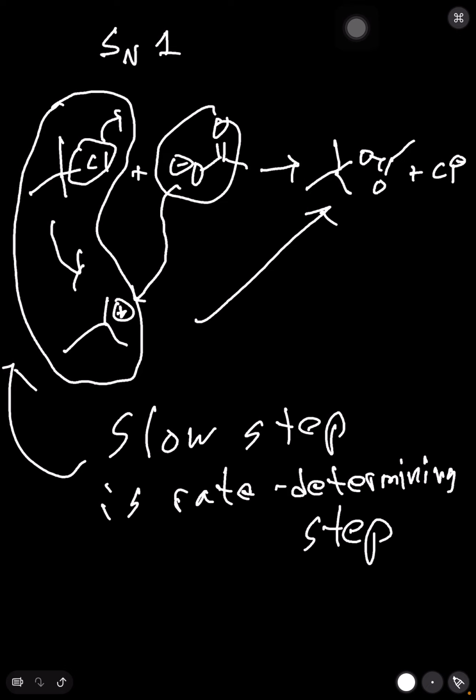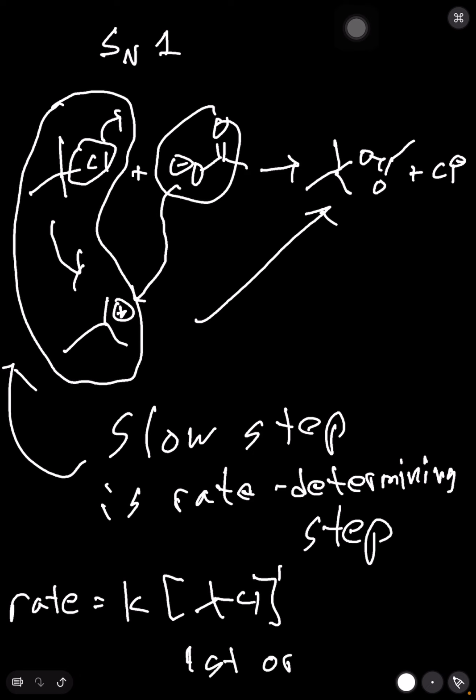So if we're writing the rate equation for this, it's rate equals k. And you know the alkyl halide is present in that rate determining step. It's the only reactant that's there in that step. The acetate is a reactant, but it doesn't come in until the second step, so it's not involved in that slow step. So as a result, this is a first order reaction.